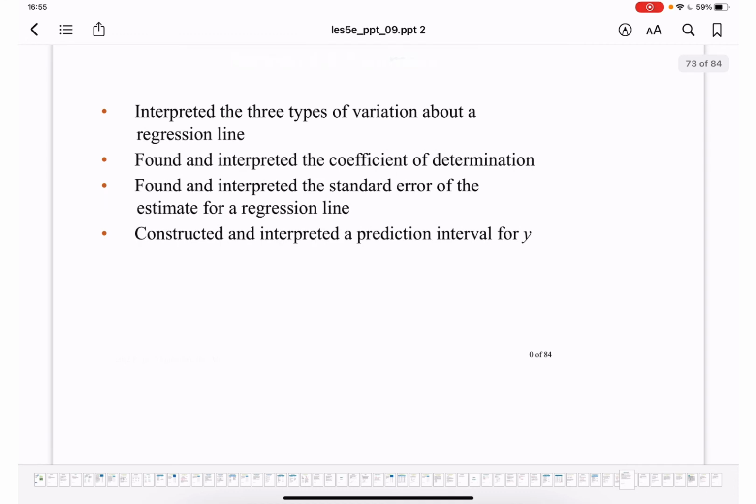Okay, looks like we got to the summary. So we covered three types of variation: total, explained, unexplained. Coefficient of determination, and we found the interpretation of the coefficient of determination. That's the square of the correlation coefficient. Standard error is a standard deviation, how far it's drifting away from the average, right? And we learned how to calculate a prediction interval, which realistically you are not going to calculate, but use technology for that.